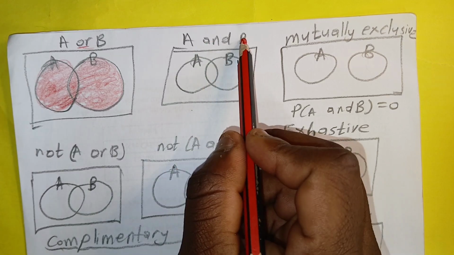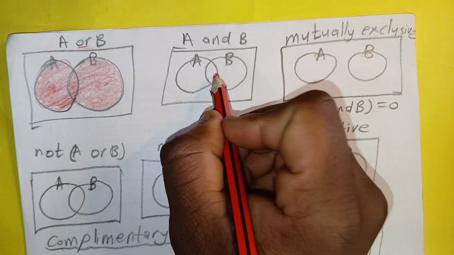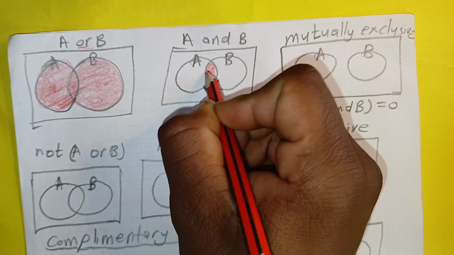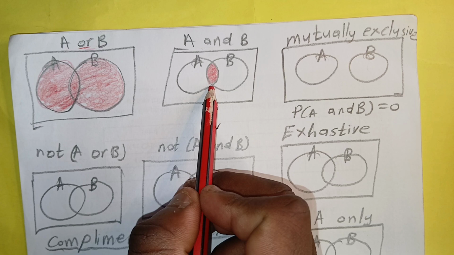Now if it's A and B, they talk about both of them, where they intersect. They intersect here. Do you see? That is where they intersect.